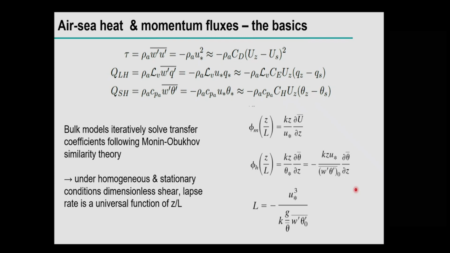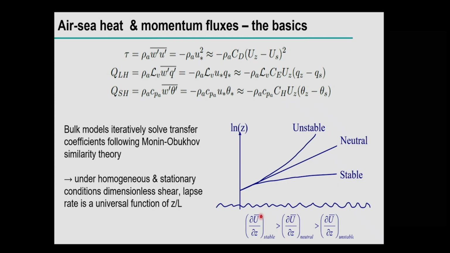So the way these bulk algorithms function is that they solve iteratively for the drag coefficient, and it's based on the Monin-Obukhov similarity theory, which assumes under homogeneous and stationary conditions that the dimensionless parameters, such as the dimensionless shear and the lapse rate, are just universal functions that depend on z over L, and L is the so-called Monin-Obukhov length scale.